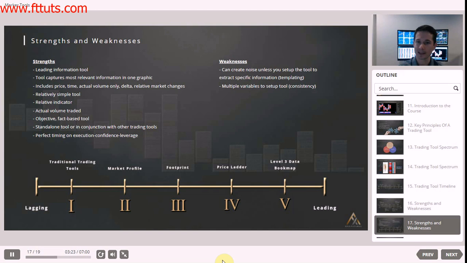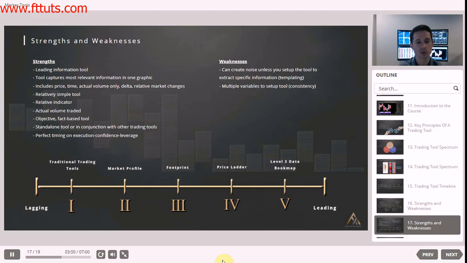Then, the tool captures the most relevant information in one graphic, and that's something that's very important. Like I said, one of the weaknesses is there's a lot of information, but if you set it up correctly, the tool can really capture all that information in one simple graphic, and that graphic is simply color-coded. So we have two colors, blue and red, and 3 different shades, and all that information boils down to simply 2 colors and 3 different shades. And that for me is unique. It's a lot of information that is summarized in a very simplistic manner.